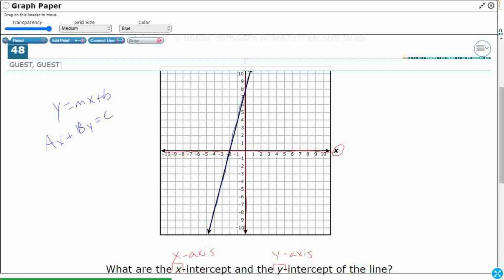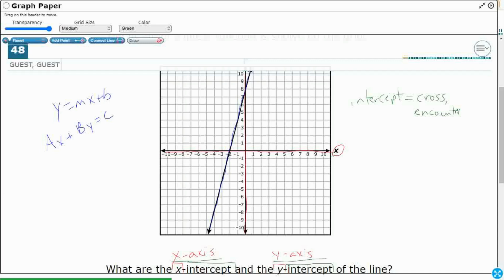What we're looking for here is where this line intercepts. So that's going to be our key term if we're not 100% sure. What does it mean to intercept? Well, to intercept means to cross or to encounter. So where does this line cross or encounter the x-axis? Where does it cross or encounter the y-axis?